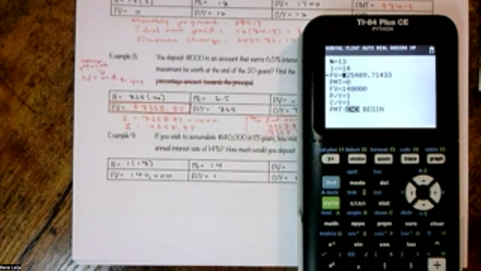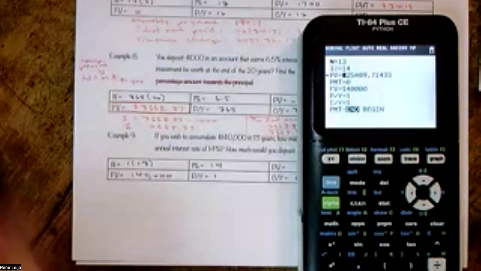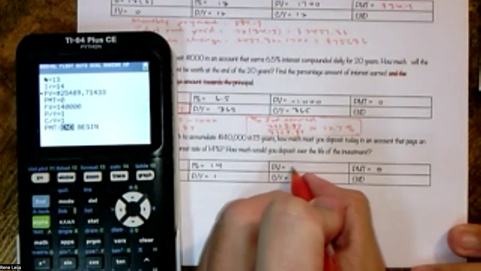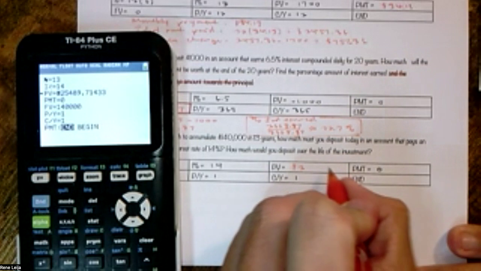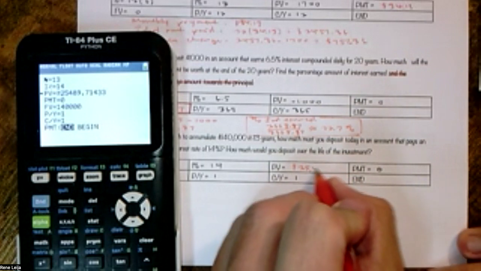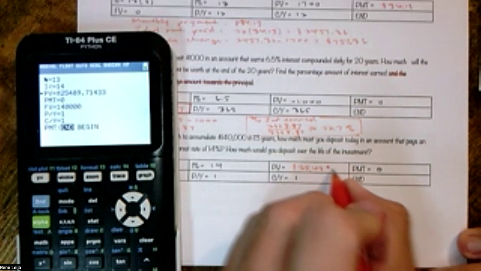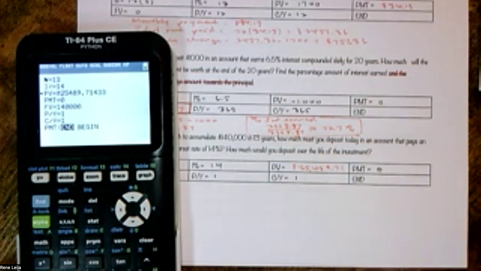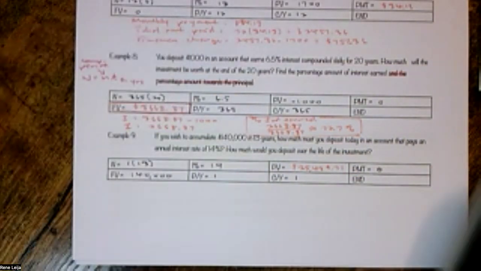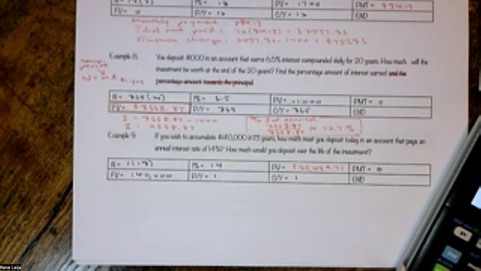Now it's negative because it said how much would we have to deposit today? All right. So that means that we would have to deposit $25,489.71 so that we could get $140,000 back out in 14 years.